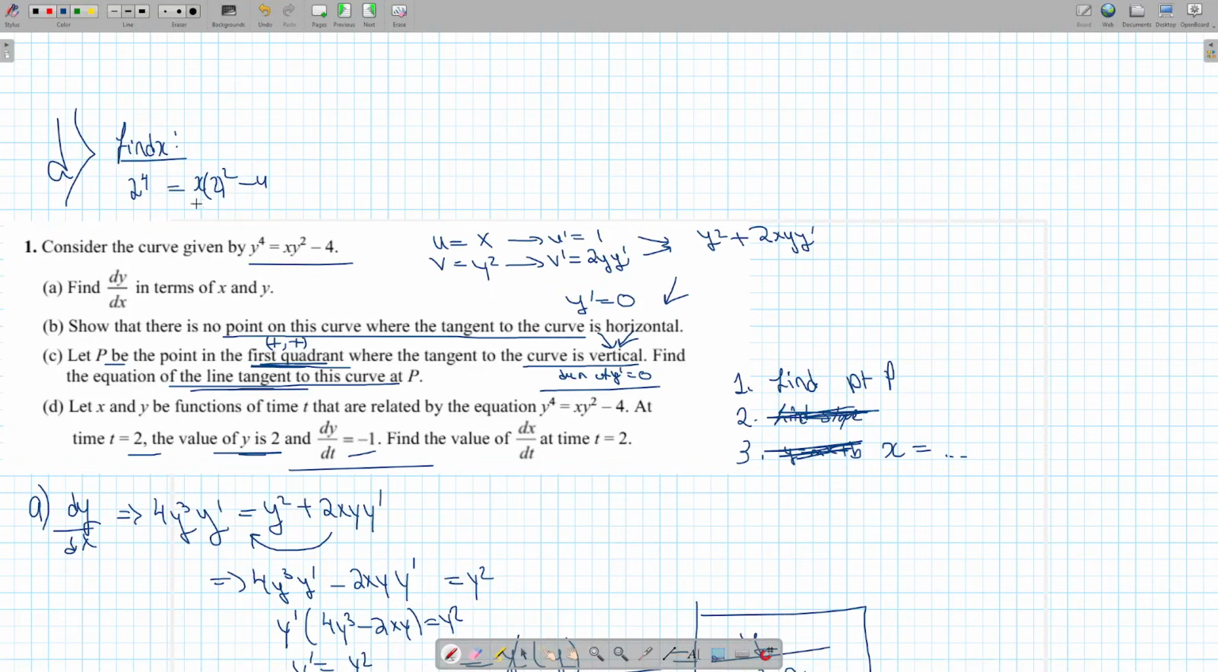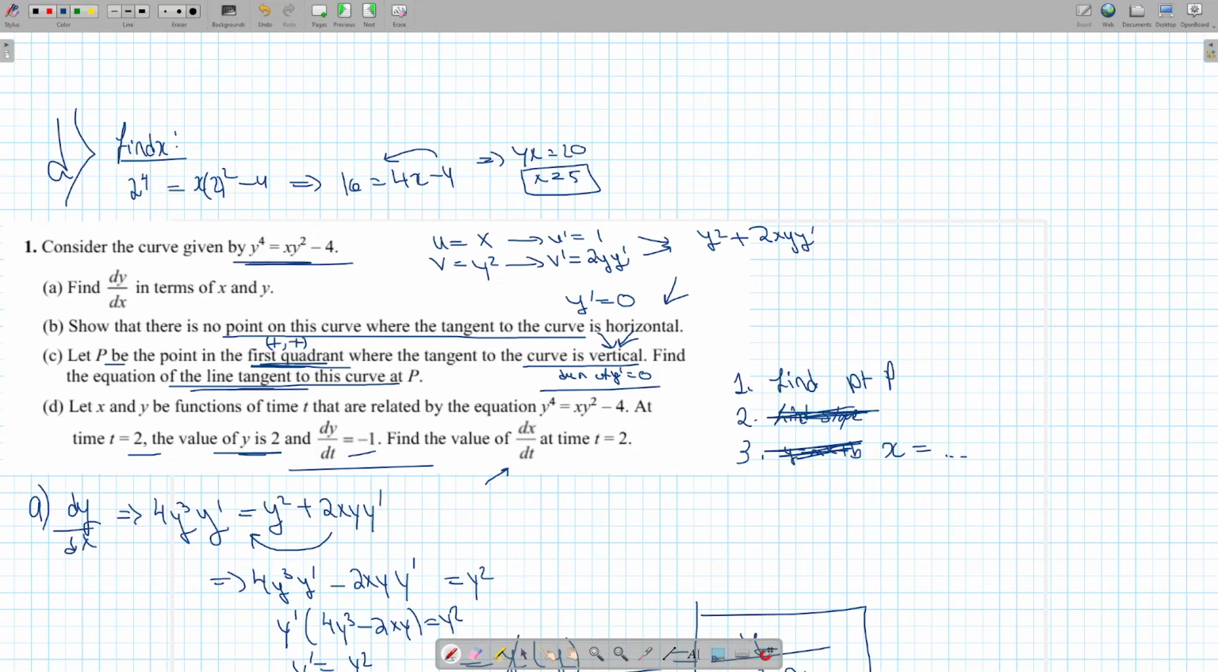Okay, I'm gonna go back. So 2 to the power of 4 equals, you just substitute the y's, the givens that you have. Okay, so 16 equals 4x minus 4. Take 4 to the other side, you're gonna get 4x equals 20. So x is equal to 5. Nice.